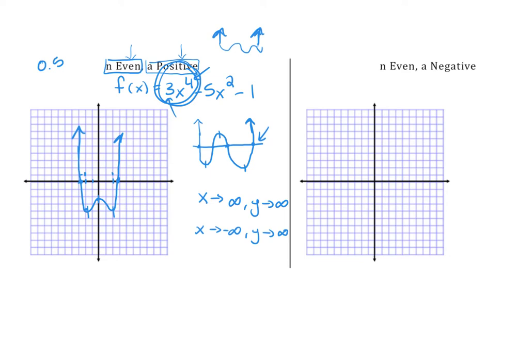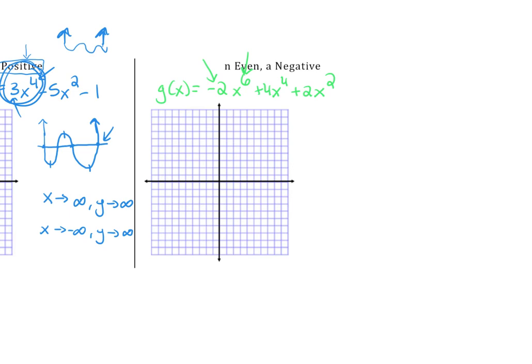Okay, let's look at another example. g of x equals -2x to the 6th plus 4x to the 4th plus 2x squared. So I still have an even exponent, but my a is negative. So before you graph anything, I know that this negative coefficient is going to flip my graph, but because it's an even exponent, they'll be ending in the same direction. So there might be all kinds of things that happen up here, but I know that end behavior will be pointing down in the same direction.